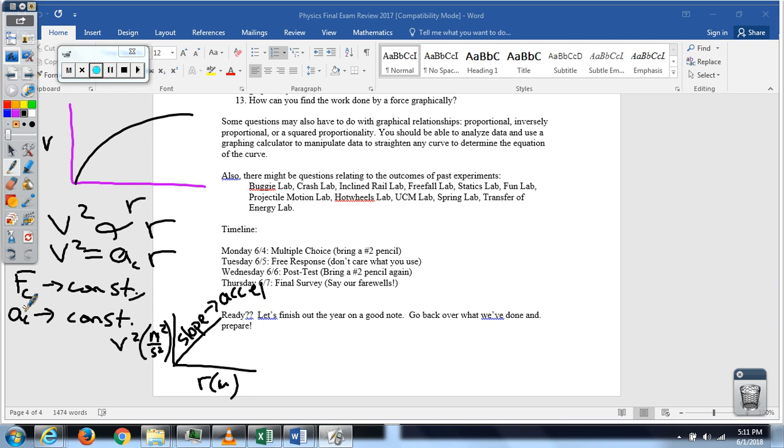And the spring lab was something that we had done recently to show that the force of the spring versus the stretch were proportional, that the force of the spring grew the greater that we stretch the spring.